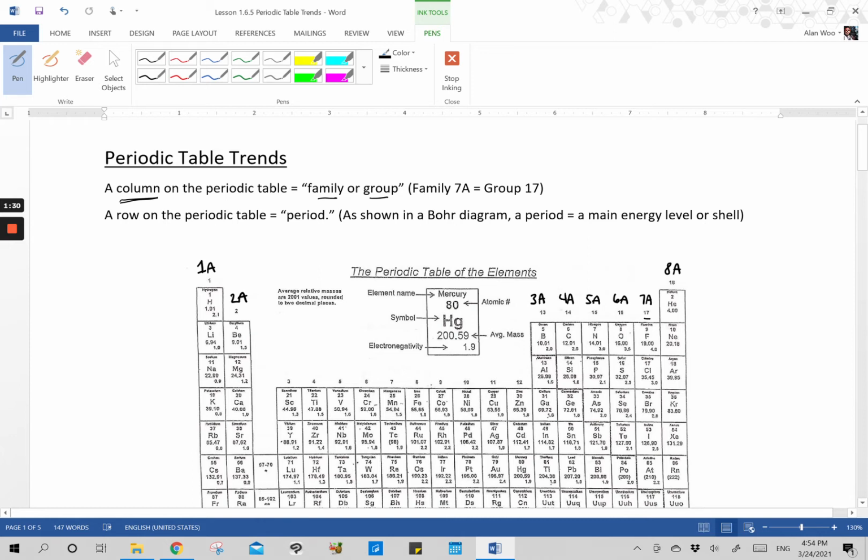Now, when we look at a row on a periodic table, most of you guys have been looking at these rows as if they were energy levels or shells of a Bohr model. But we actually call every row on the periodic table a period. So columns represent families or groups. Rows are represented by the word period.